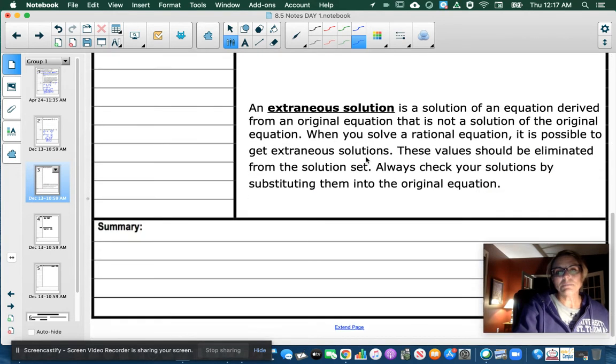Down at the bottom of this page, we're talking about an extraneous solution. That is a solution of an equation derived from an original equation that is not a solution of the original equation. When you solve a rational equation, it is possible to get extraneous solutions. These values should be eliminated from the solution set. Always check your solutions by substituting them into the original equation.